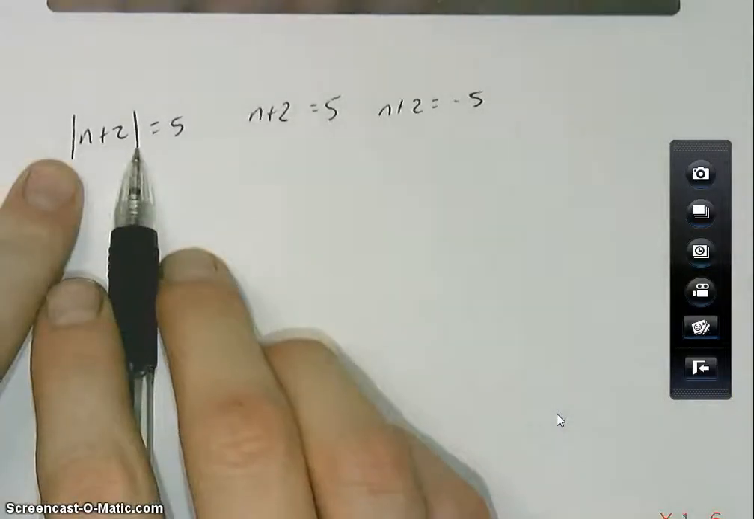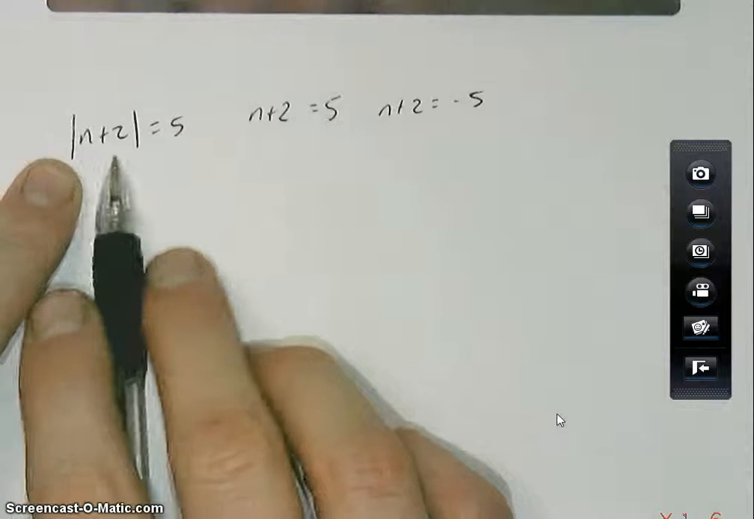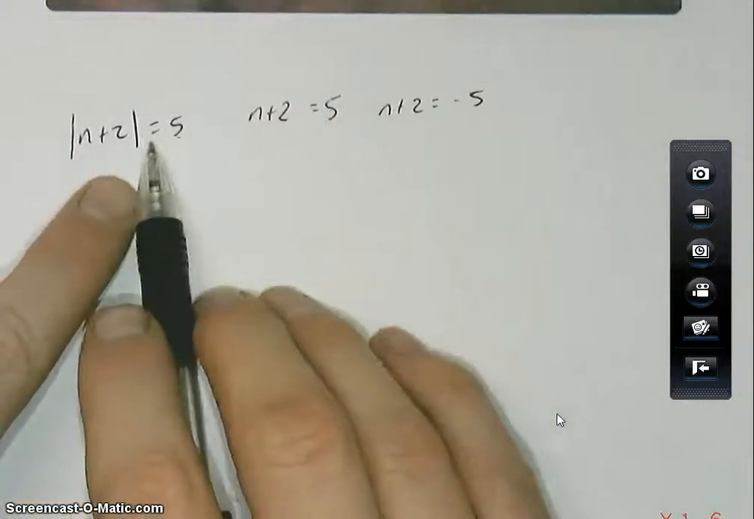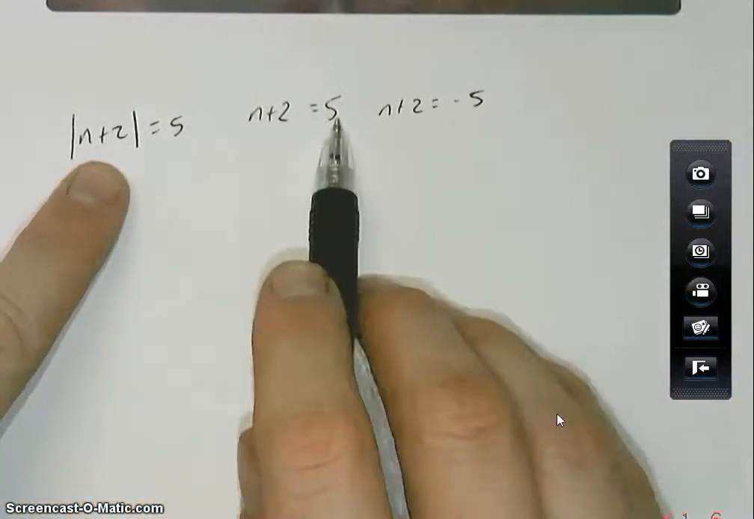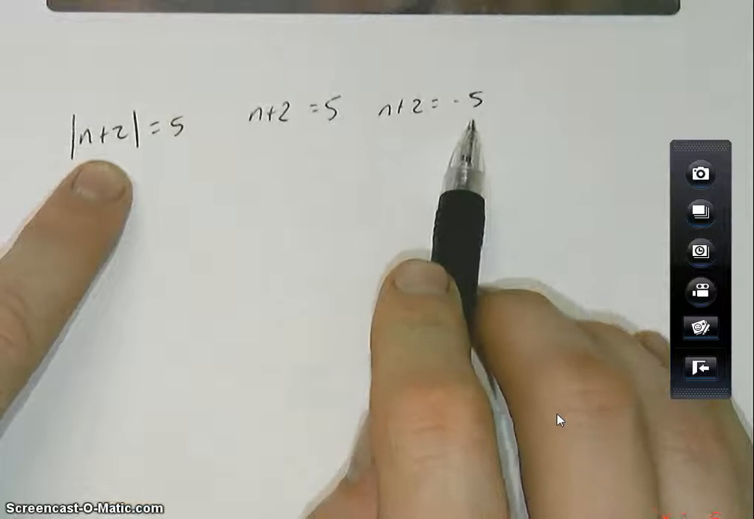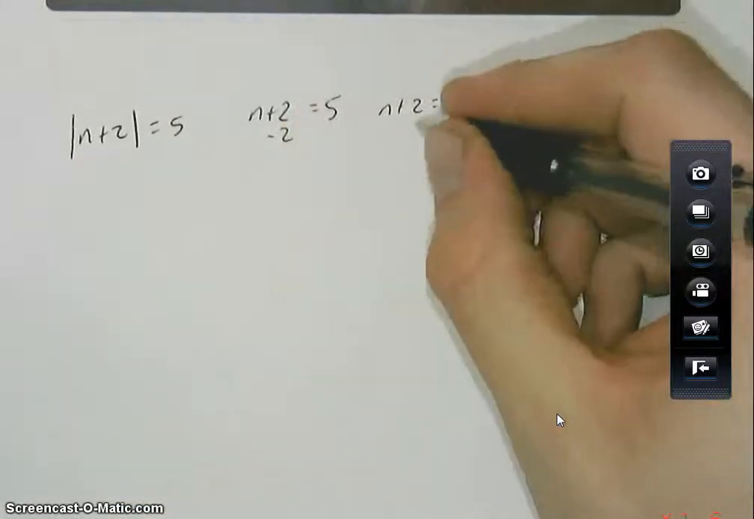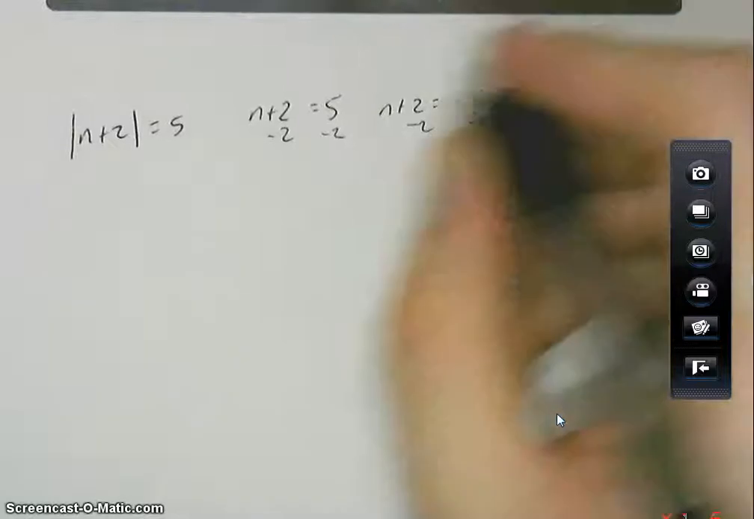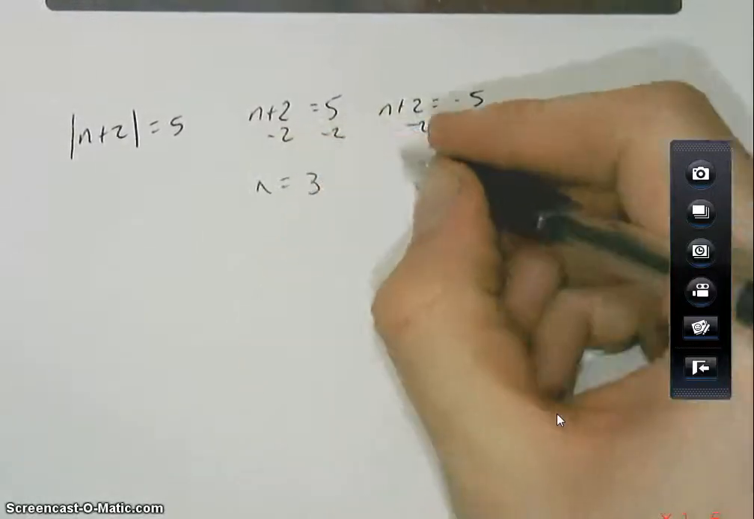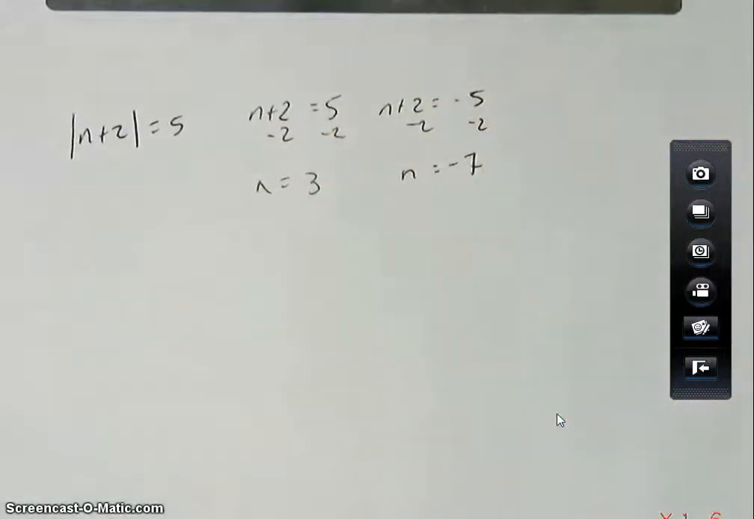We want to get the absolute value by itself first. In this case, it is, so we can move right on. And then we want to set up two equations. N plus 2 equals 5, and n plus 2 equals negative 5. From this point, we just solve both equations by subtracting 2. And we get n equals 3, and n equals negative 7.